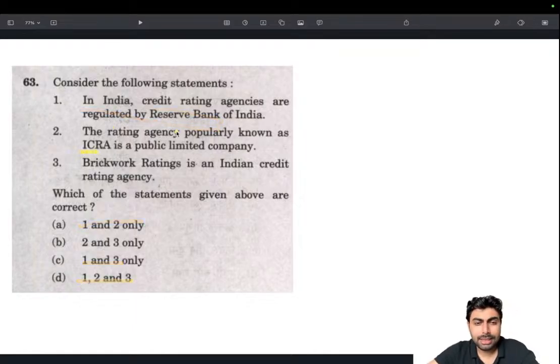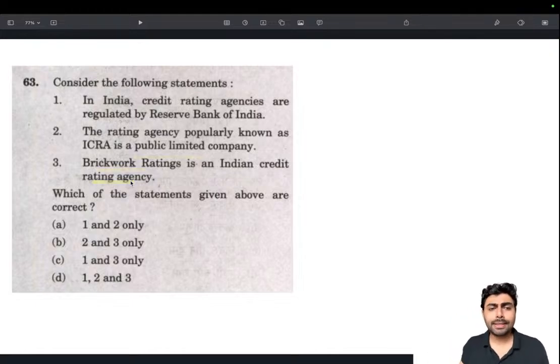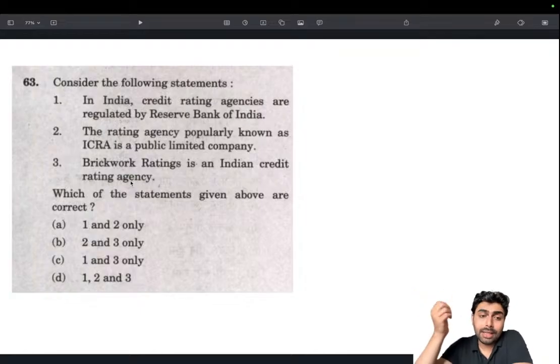Okay, credit rating agency, the rating agency is a public limited company. Brickwork Rating is an Indian credit rating agency. There are a lot of credit rating agencies. You must have heard about Moody's, then JP Morgan. They are all credit rating agencies. They are private, and in the case of ICRA, it's a public limited company. They give AAA, AA ratings to assess the credit quality of shares, stocks or companies for that matter.